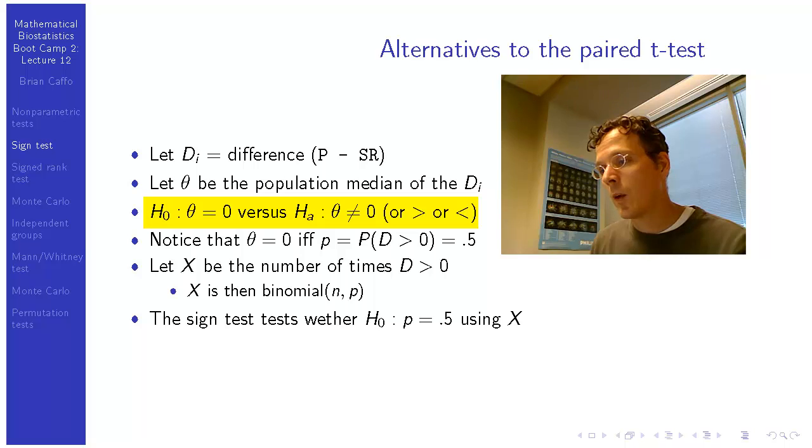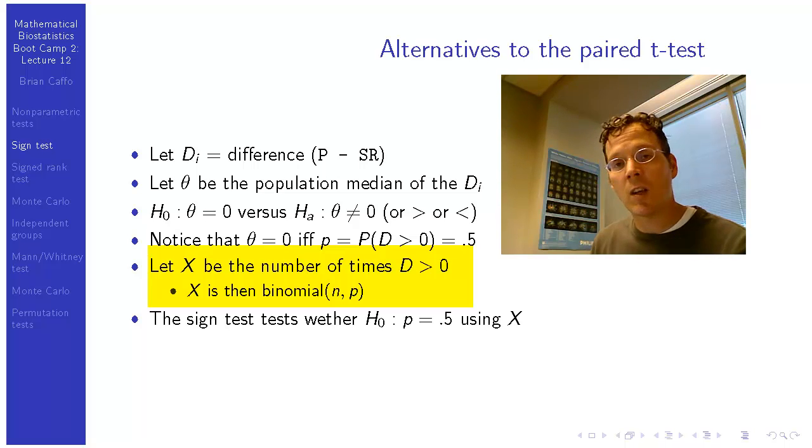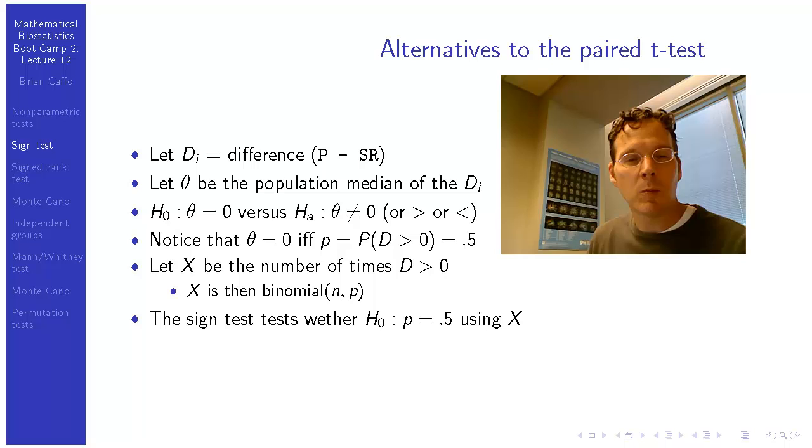Now by the definition of the median, theta equals 0 only if the probability of a difference being greater than 0 is exactly 0.5, right? That's the definition of a median. Same thing for less than 0. So as a test statistic, why don't we just count the number of times that D is bigger than 0? And if it's excessively large or excessively small, then that's going to dispute the idea that the median is exactly 0. So just as an example, if all the differences were positive, then 0 couldn't be the median, because you wouldn't expect a large sample where every single measurement was larger than the population median.